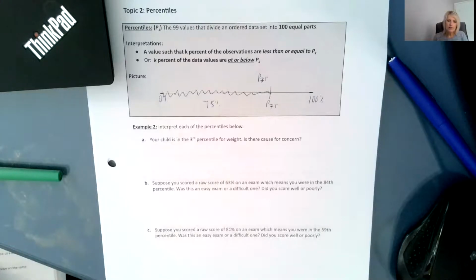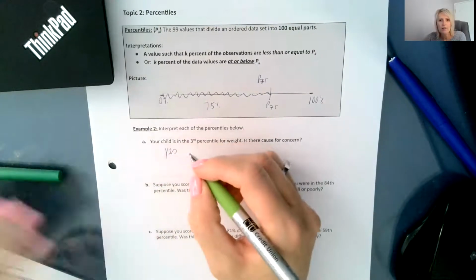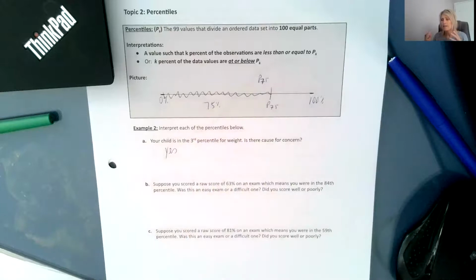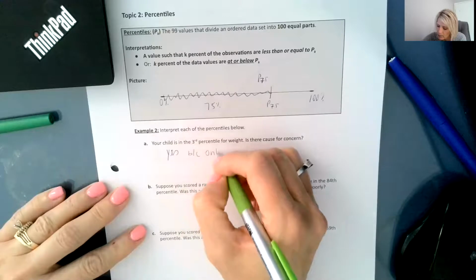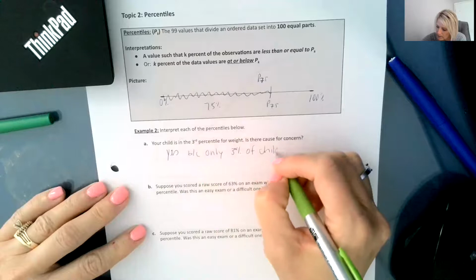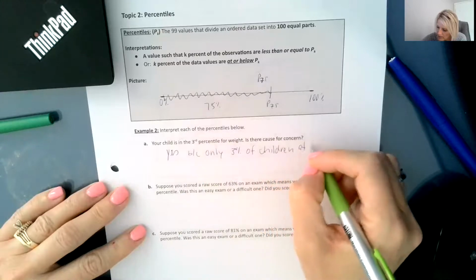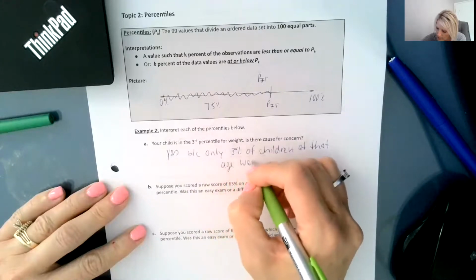It says your child is in the 3rd percentile for weight. Is there cause for concern? I would say yes, because when your child is small, they want to have at least the average weight for their age, because that means they're thriving and their body is taking on nutrients like it needs to. So yes, because only 3% of children at that age weigh less.